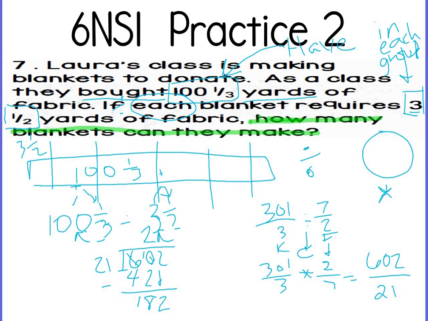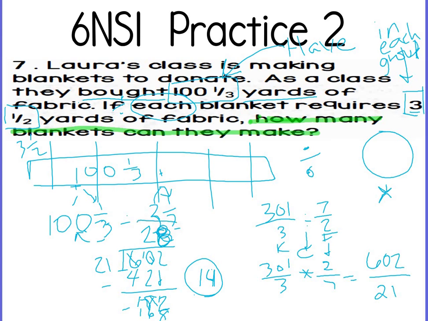21 goes into 182. I'm going to go ahead and say 8 times. 8 times 1 is 8. 2 times 8 is 16. And when I do the subtraction here, 12 minus 8 is 4. 7 minus 6 is 1. So I know I'm good because 14 is actually less than 21.